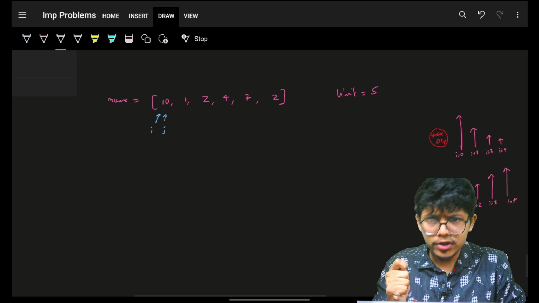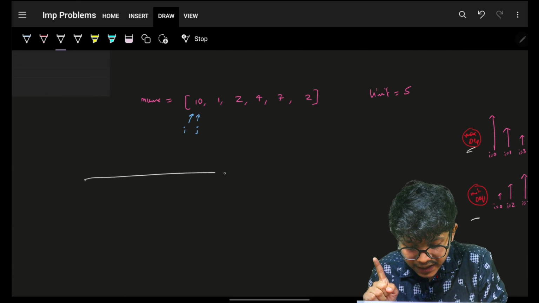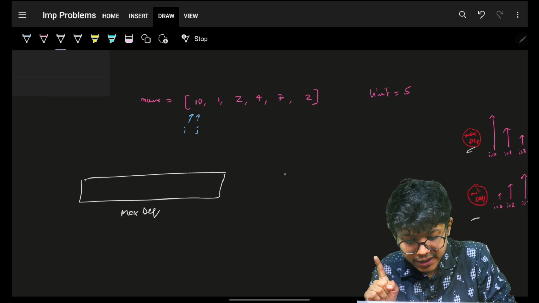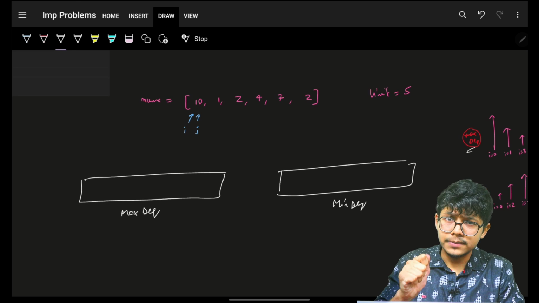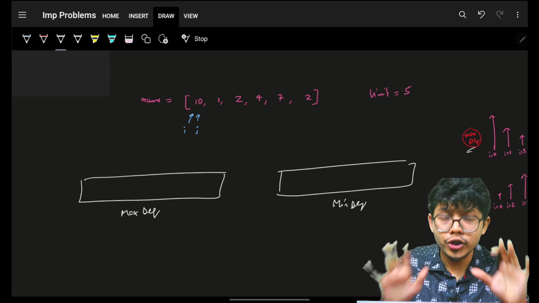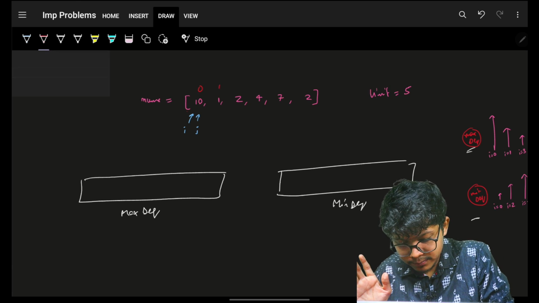Cool. Now what we'll do again, your main aim was to maintain these DEQs. Let's maintain this max DEQ, maintain this min DEQ. Firstly, same way as we did for your heap: getting the indexing, putting the indexes.